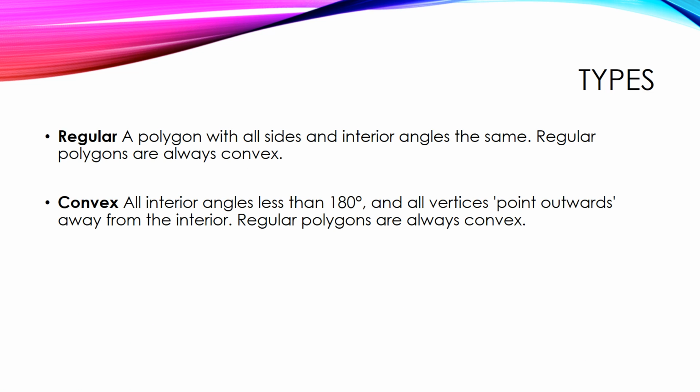Types of polygons. A regular polygon is a polygon with all sides and interior angles the same. Regular polygons are always convex. Convex polygons are the ones in which all interior angles are less than 180 degrees and all vertices point outwards away from the interior. The opposite of concave is convex. Regular polygons are always convex.